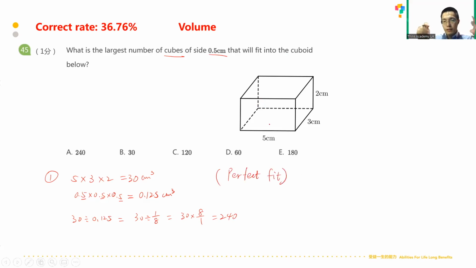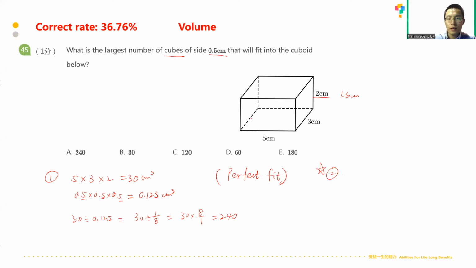Yeah, that means we can fit just the right amount, just 240 cubes inside it, and there is no extra space. Then that way the first method will be good. But if say this is not 2 centimeters but 1.6 centimeters instead, then it won't be a perfect fit, and then we cannot use the first method. We should use the second method, which is what I strongly recommend, my favorite method.